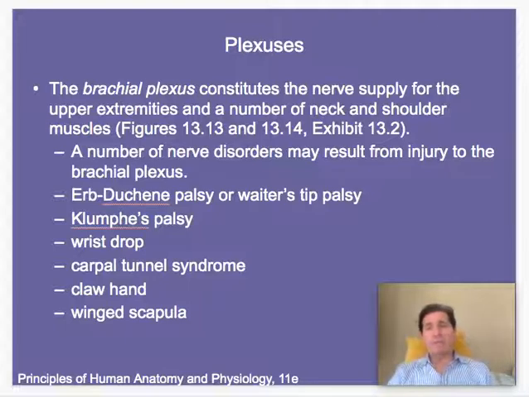But we also have other plexuses, like the brachial plexus, which will affect the arm. And the brachial plexus, one of the things that is important to realize, it can cause a number of disorders if it's injured.